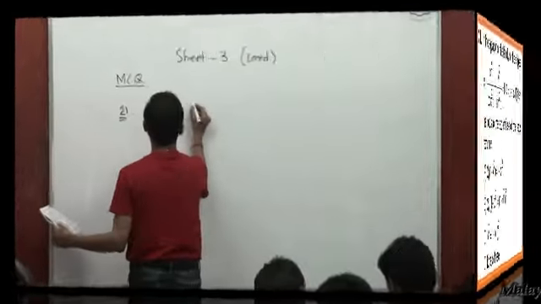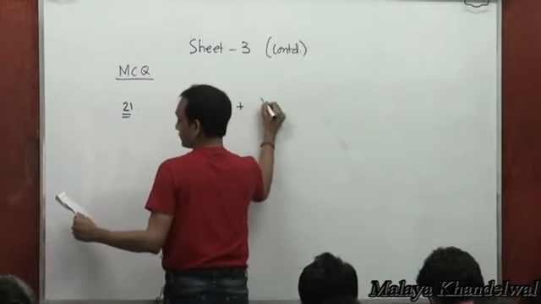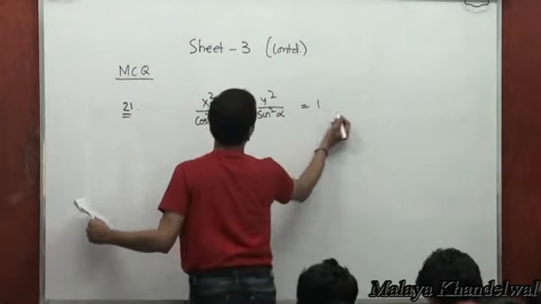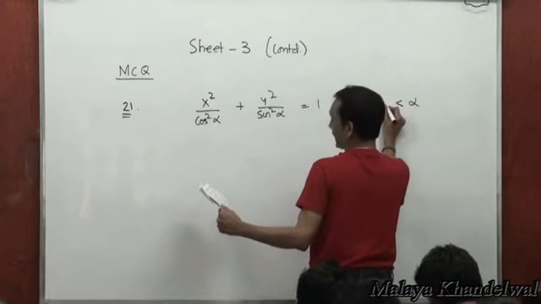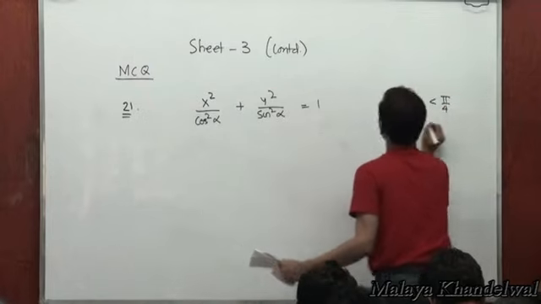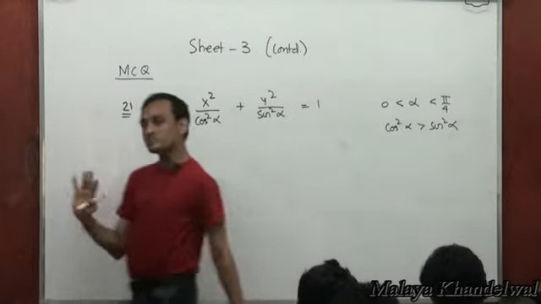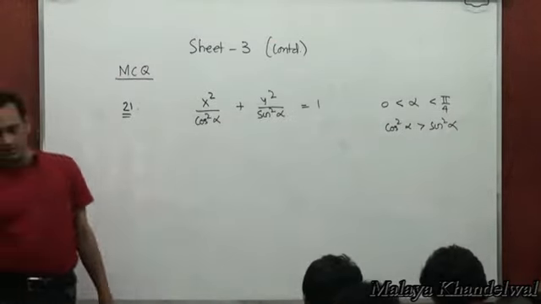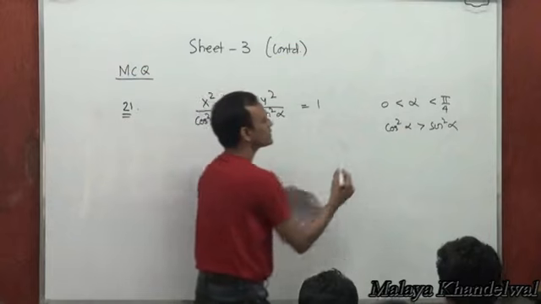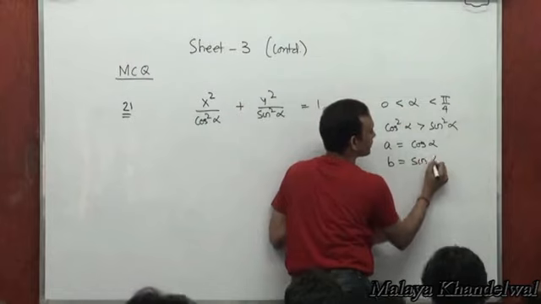If the equation of the family of ellipses is x squared by cos squared alpha plus y squared by sin squared alpha equal to 1, where alpha is a parameter, so it's a family of ellipses. Alpha lies between 0 and pi by 4, which would cause cos squared alpha to be greater than sin squared alpha, right? So this would be like our a squared, this will be like the b squared. So we have a as cos alpha and b as sin alpha, a greater than b.